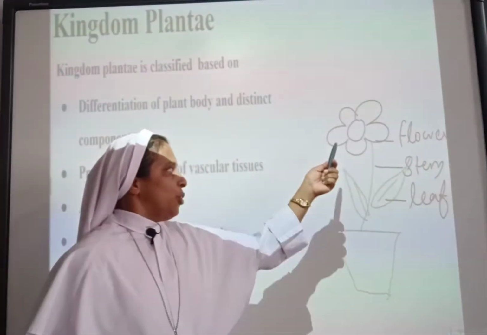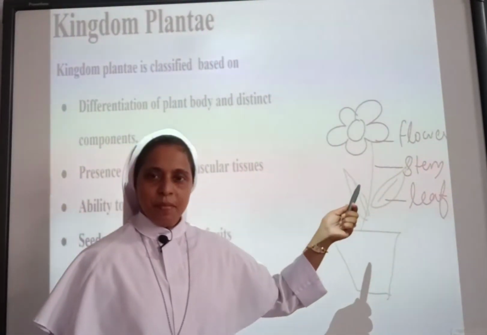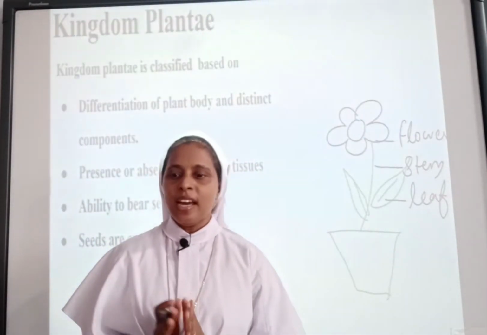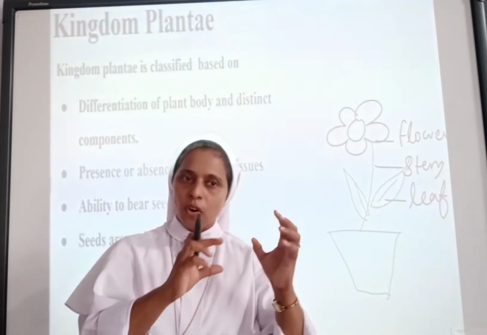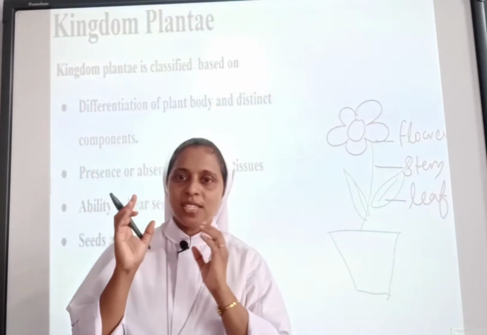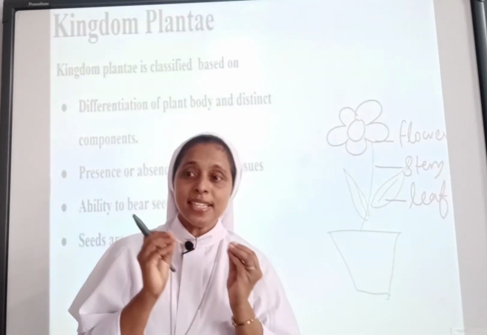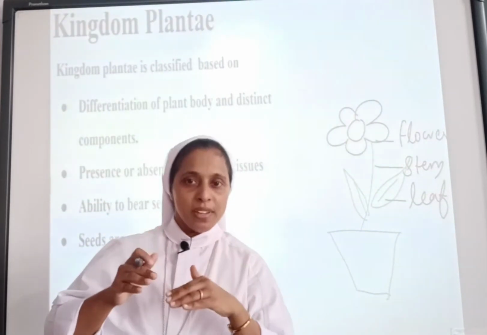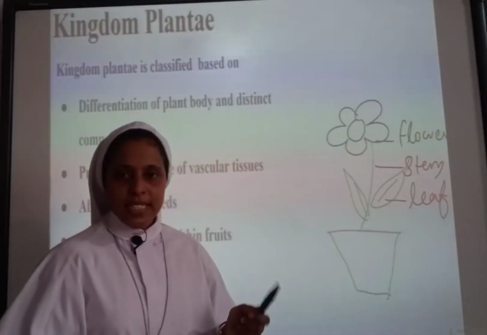So here you can see the three distinct components. They are flower, they are stem, they are leaf. So during the classification process, R.H. Whittaker also considered a few processes to understand the classification process. So he said that there should be at least 3 to 4 points for the major classification. So based on that, he had classified the plants. So let's see it in details.